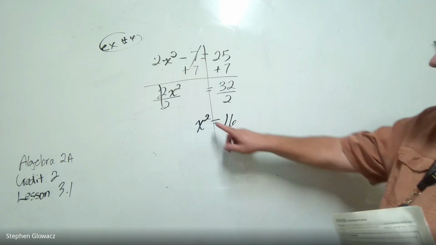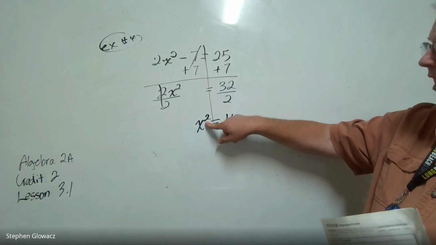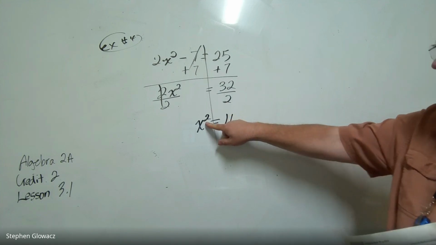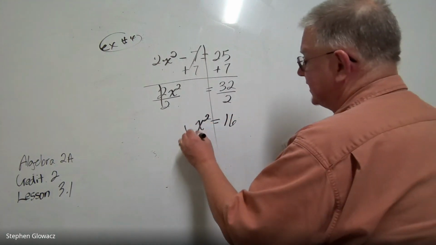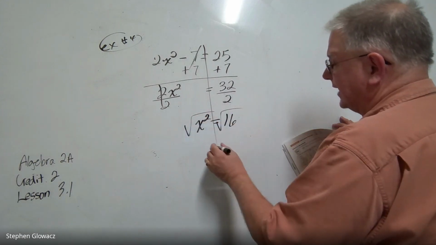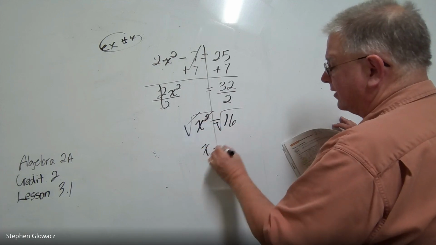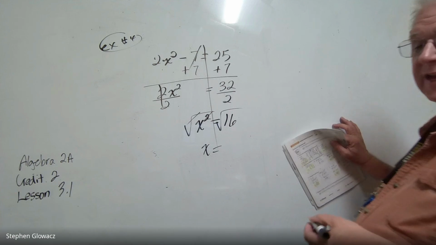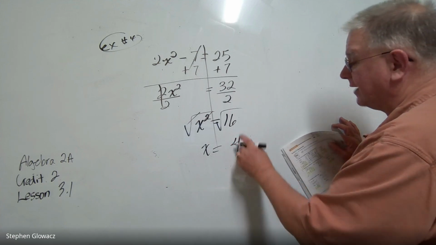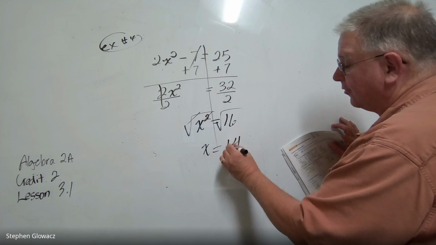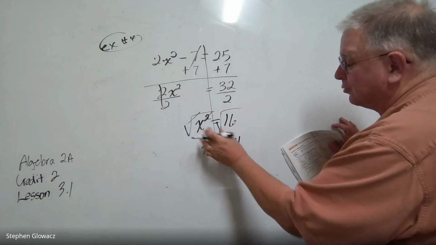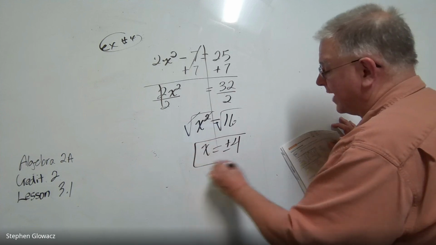Our final step, as we mentioned in the last example: the opposite of squaring, or raising to the second power, is to take the second root, or square root, of both sides. The square root and the exponent cancel out. And then the square root of 16 is 4, because 4 times 4 is 16. And don't forget, whenever we solve by taking a square root, we put that plus or minus in there.